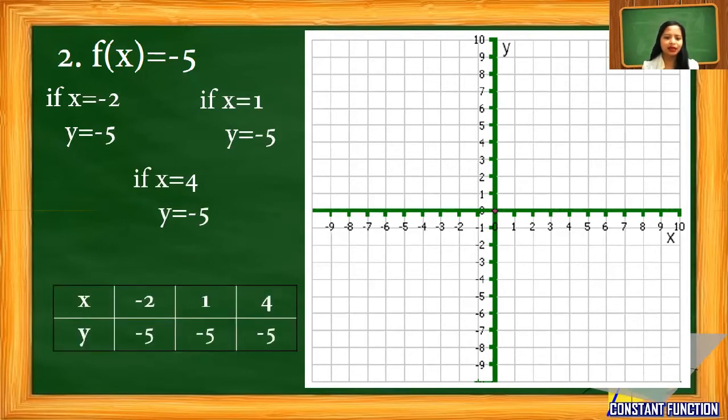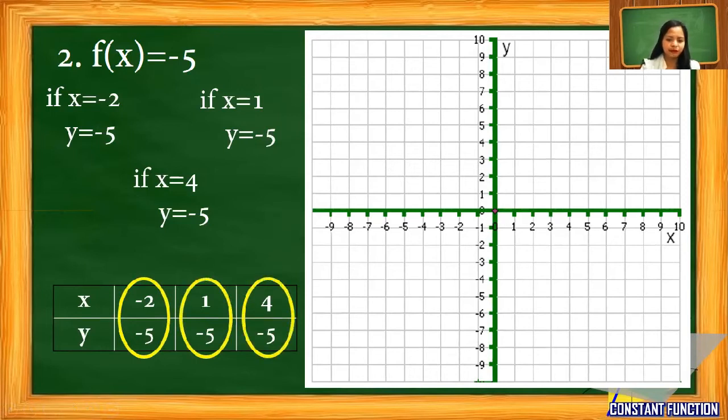Now, let's put it in the table of ordered pairs so that we can easily identify the points that we are going to plot in our Cartesian coordinate plane. So we have negative 2 and negative 5, 1 and negative 5, 4 and negative 5. First, we are going to plot negative 2 and negative 5 here. The second point is where the value of x is equal to 1 and negative 5 is the value of y here.